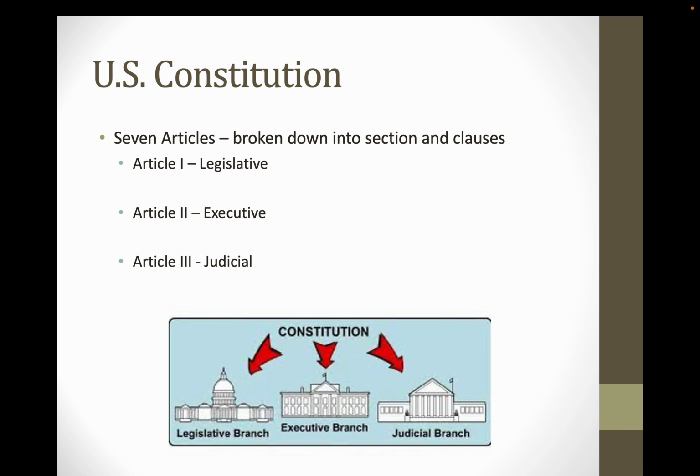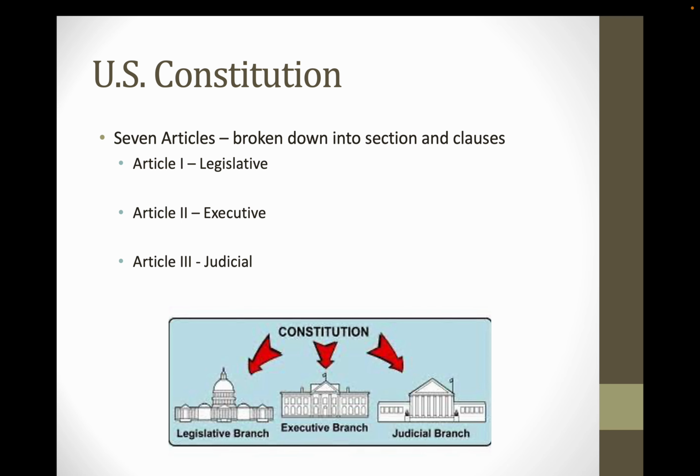So the first 3 articles of the Constitution are all about the 3 branches of government. So we have Article 1, which is all about the legislative branch. We call our legislative branch in the United States Congress. And then Congress is made up of 2 houses, the House of Representatives and the Senate. And then our legislative branch is responsible for making the laws. So legislative, Article 1, our legislative branch is Congress, and they are responsible for making laws.